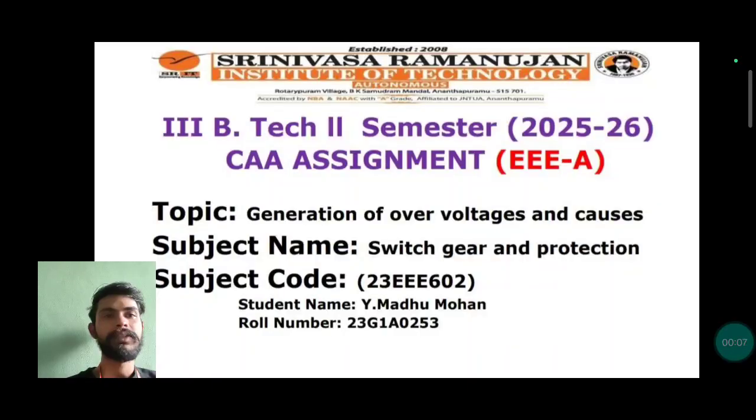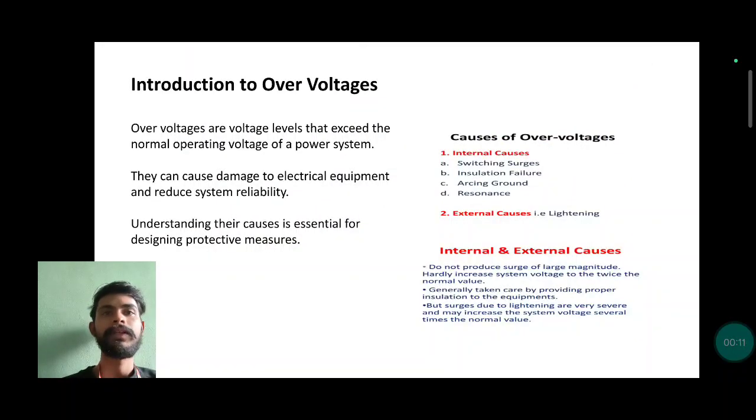Today my topic is generation of over voltages and causes. The first one, introduction to over voltages. Over voltages are voltage levels that exceed the normal operating voltage of a power system. They can cause damage to electrical equipment and reduce system reliability. Understanding their causes is essential for designing protective measures.